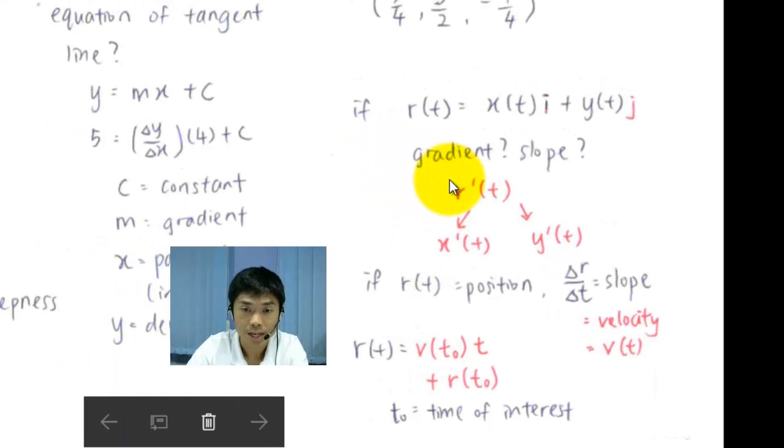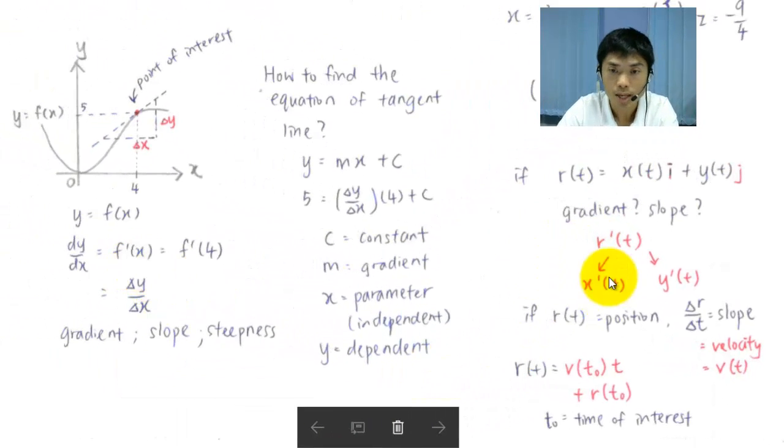To find the gradient is actually similar to the concept of 2-space. You need to differentiate it, r prime t, and when you differentiate r prime t, you need to differentiate the x and the y component together. And if r(t) is the position vector, then the slope or the gradient of that particular point of interest is actually delta r over delta t, which means the change in the displacement divided by the change of time, which is equal to the velocity v(t).